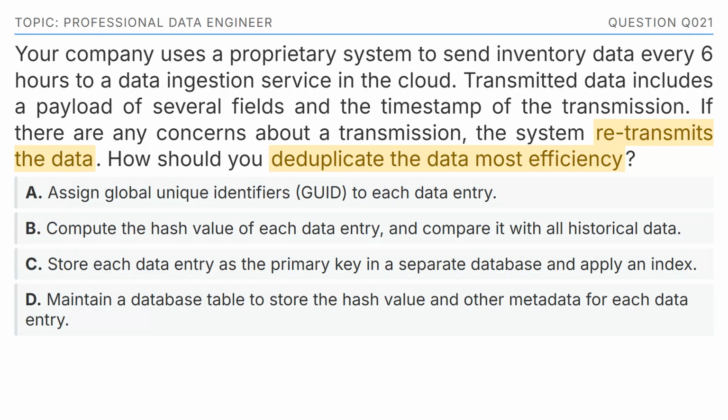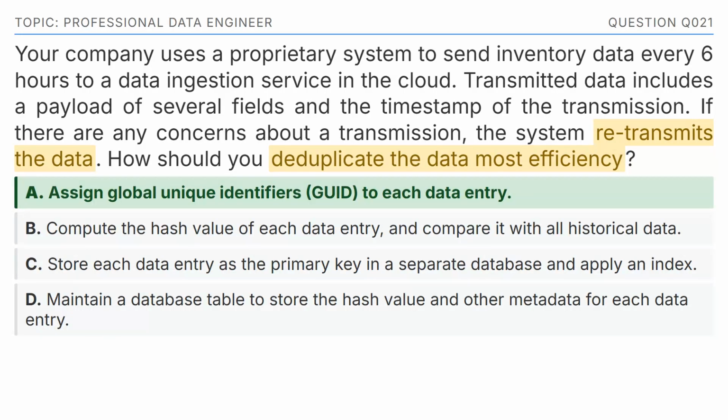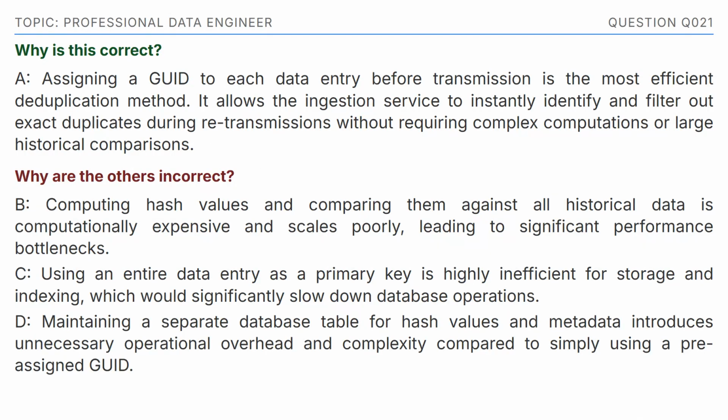To arrive at the correct answer, we focus on the keywords retransmits the data, deduplicate the data most efficiently. The correct answer is option A, assign global unique identifiers, GUID, to each data entry. Why is this correct? A. Assigning a GUID to each data entry before transmission is the most efficient deduplication method. It allows the ingestion service to instantly identify and filter out exact duplicates during retransmissions without requiring complex computations or large historical comparisons. Why are the others incorrect?